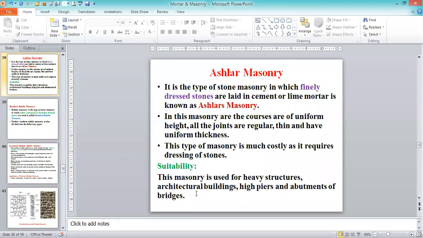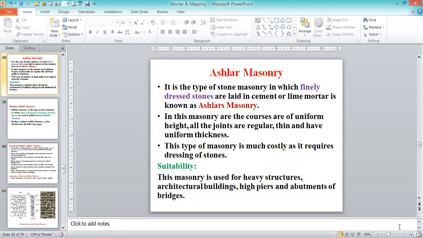We are going to be using ashlar masonry, even for residential buildings or high-rise buildings. Depending upon the purpose and the architectural beauty, we are going for ashlar masonry. In the previous one we already saw that there are two types of masonries: one is rubble masonry, another one is ashlar masonry.